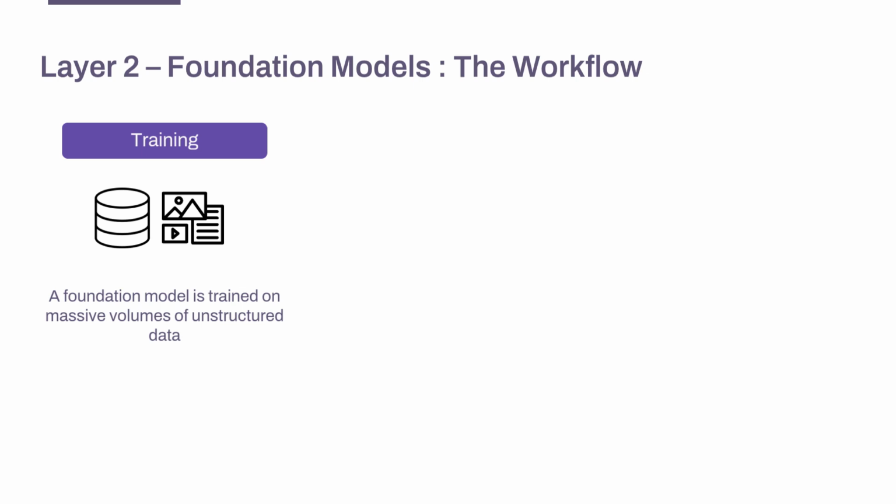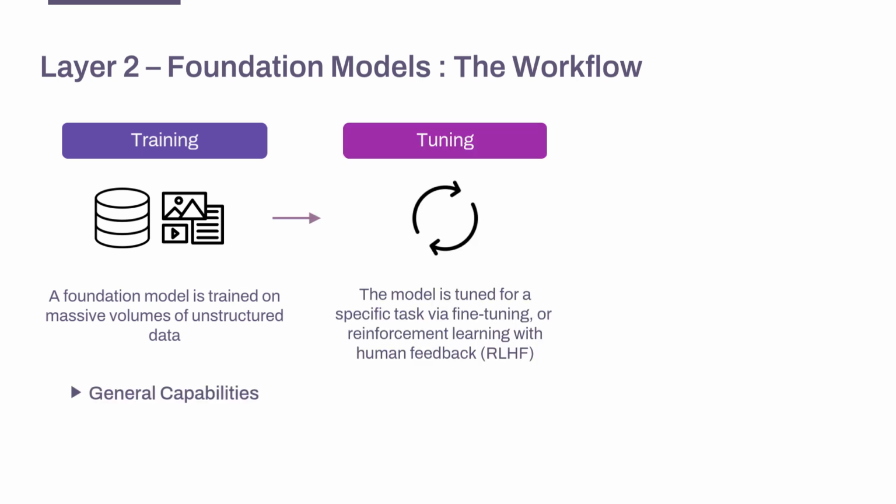The model is trained on vast amounts of unstructured data, including text, images, code, and more, using self-supervised learning. It learns to recognize patterns, relationships, and structures in the data. This is what gives the model its broad, general-purpose capabilities.